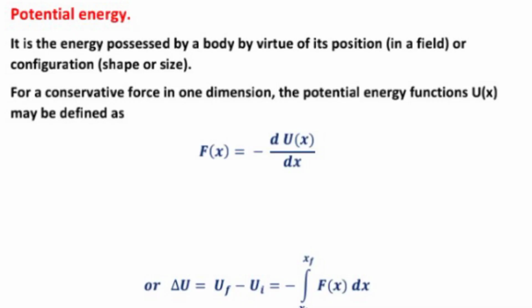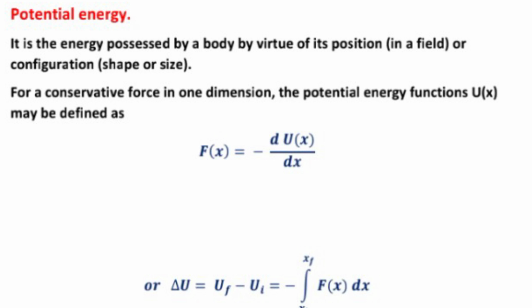Now the potential energy. What is potential energy? It is the energy possessed by a body by virtue of its position. For a conservative force in one dimension, the force equals minus dU upon dx, or it can be written delta U equals Uf minus Ui.